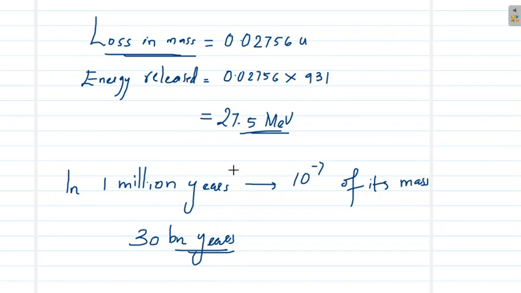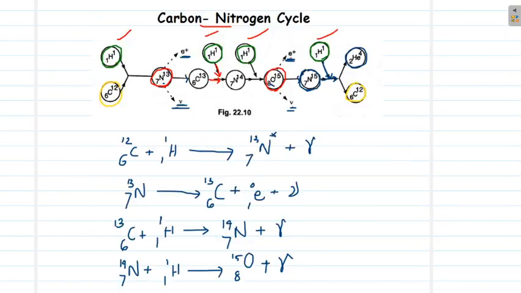So this is how the carbon nitrogen oxygen cycle, the CNO cycle or carbon nitrogen cycle, sometimes it is called CNO cycle because the oxygen is involved in this nuclear reaction process. So this is how the reaction proceeds.